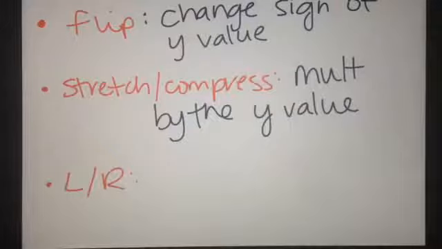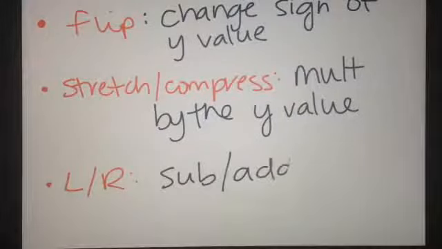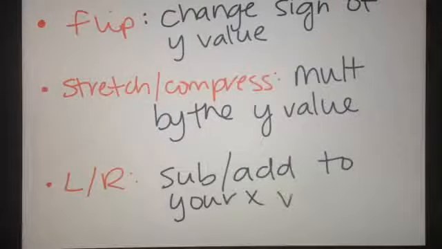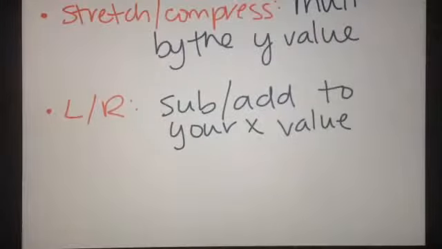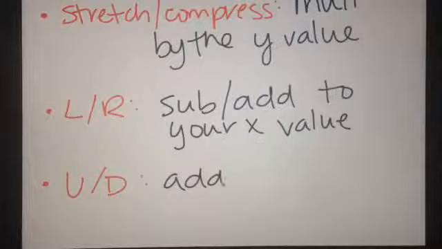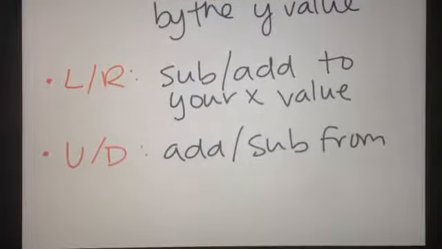The next one is your left-right movement, and this one should seem obvious. If you're moving a point to the left and to the right, you're going to do that with your x-coordinate. So for the left movement, you're going to be subtracting. For a right movement, you're going to be adding to your x value. And then last, up, down, this one is going to be changing your y value. So if you're going up, you're going to add. If you're going down, you're going to subtract from the y value.